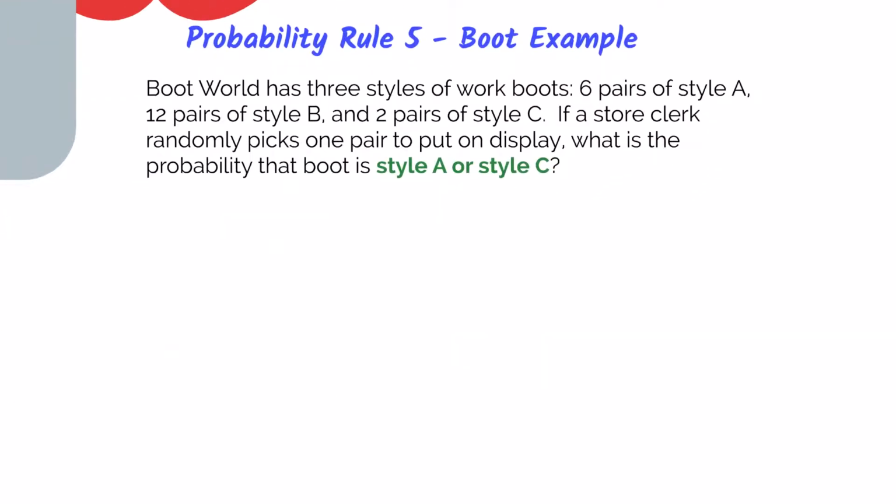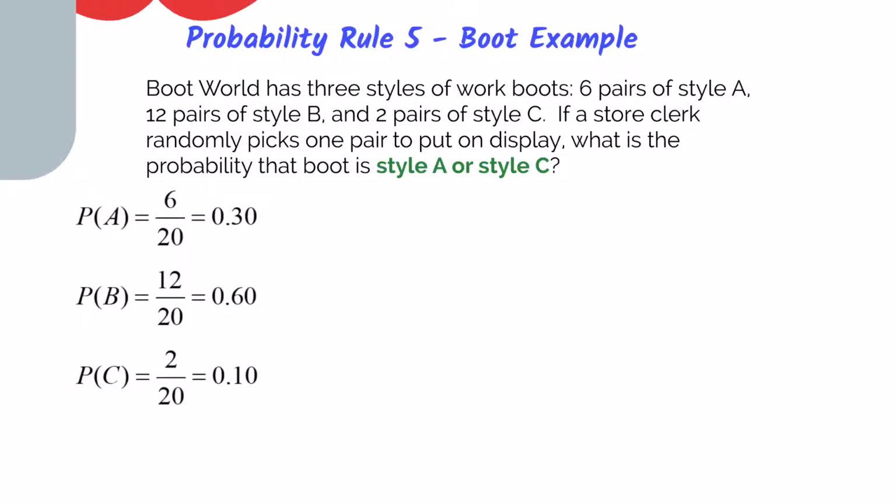Boot World has 3 styles of work boots: 6 pairs of style A, 12 pairs of style B, and 2 pairs of style C. A clerk randomly picks a pair to put on display. What is the probability that this boot will be style A or style C? So again, the "or" tells us that we're going to add up both probabilities. So we need to identify the probability of each boot occurring.